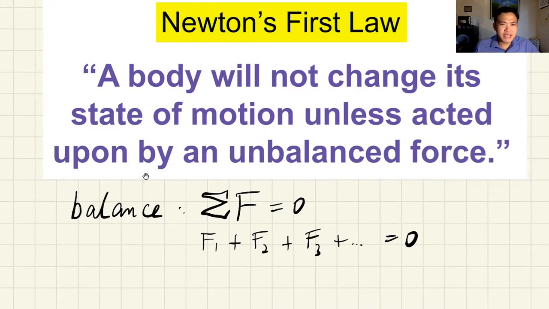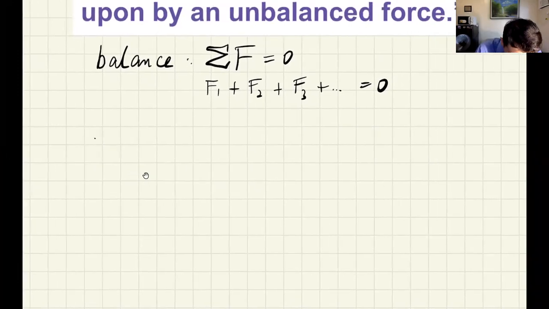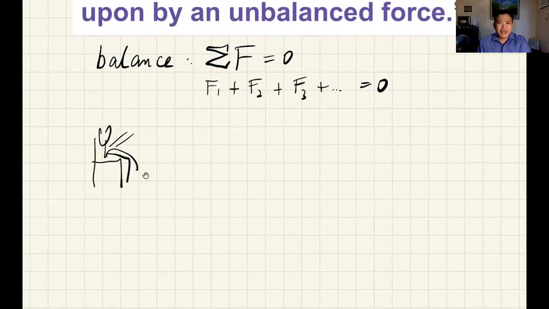Okay, so it says here that a body will not change its state of motion unless there is an external unbalanced force. So let's say I am sitting here. Pardon my drawing. I will just stay here forever. I will not change my state of motion unless I pull myself up or someone pushes me. You will stay there forever, sitting, unless someone pushes you or you pull yourself up. So that is at rest.